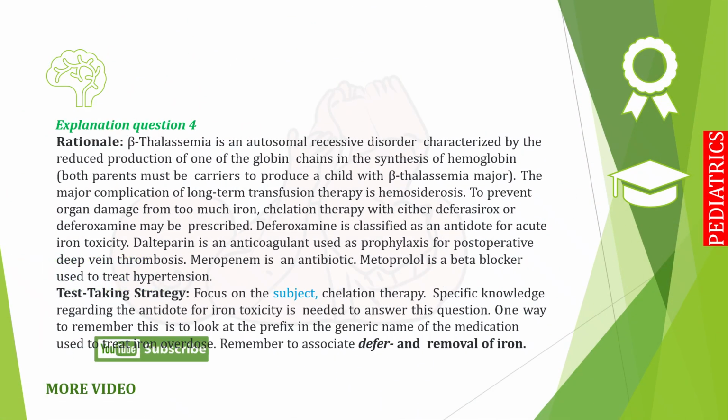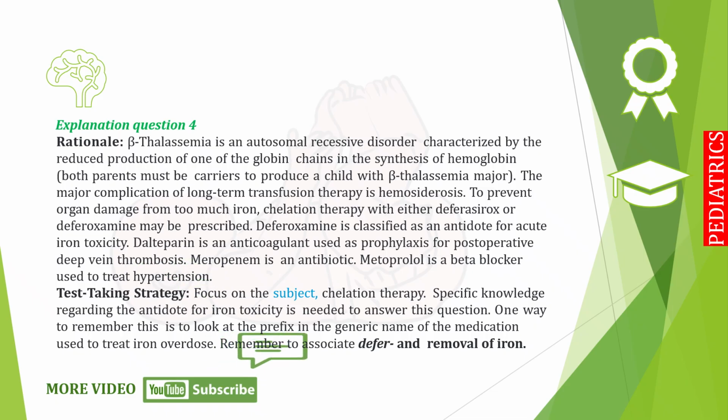Explanation. Question 4. Rationale. Beta thalassemia is an autosomal recessive disorder characterized by the reduced production of one of the globin chains in the synthesis of hemoglobin. Both parents must be carriers to produce a child with beta thalassemia major. The major complication of long-term transfusion therapy is hemosiderosis. To prevent organ damage from too much iron, chelation therapy with deferoxamine may be prescribed.